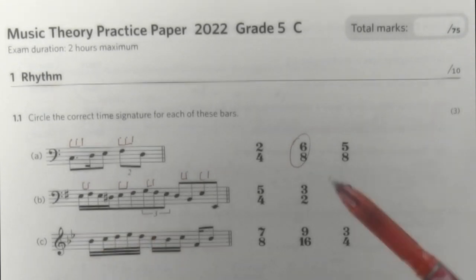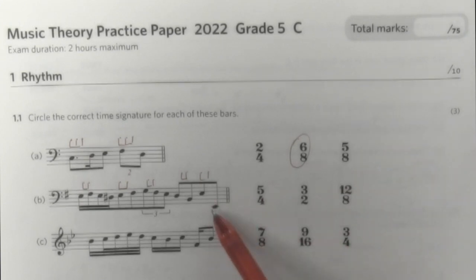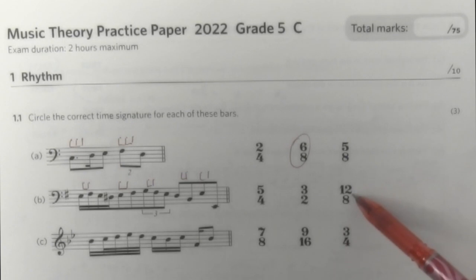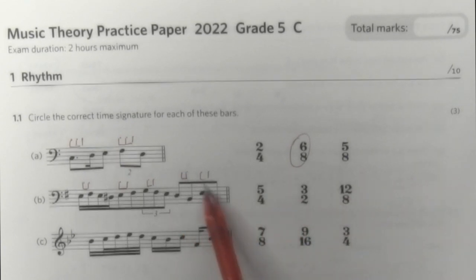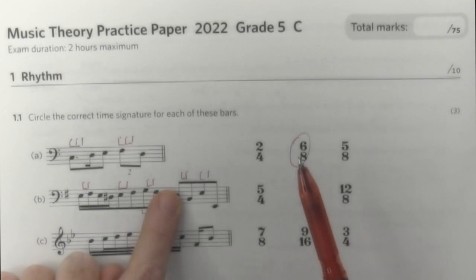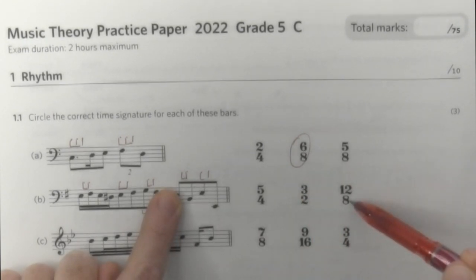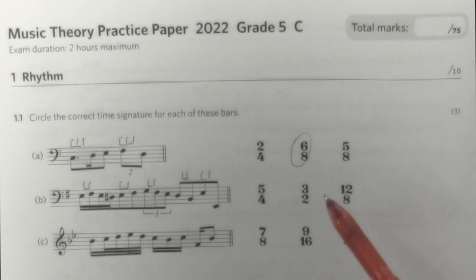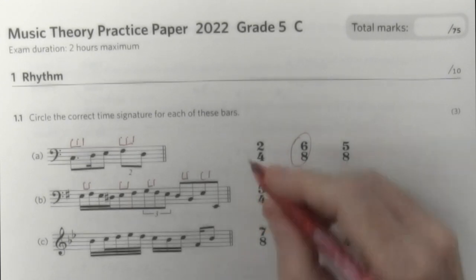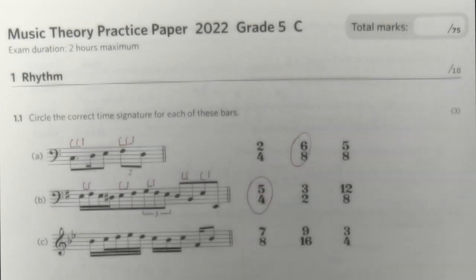And it can't be compound time, first because we have 10 quavers and not 12, but also because they are grouped in 4, which means that 1 is too much for 12/8. Compound time means grouped in 3. So the answer is 5/4.